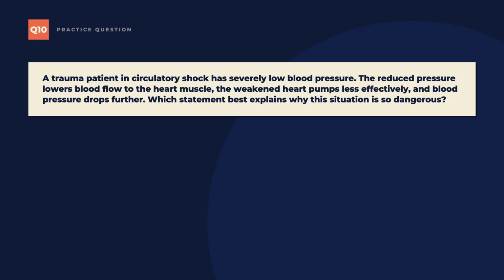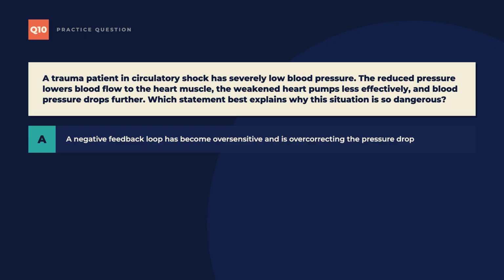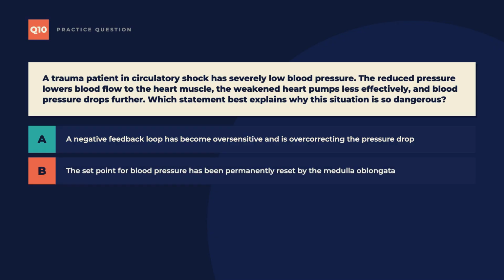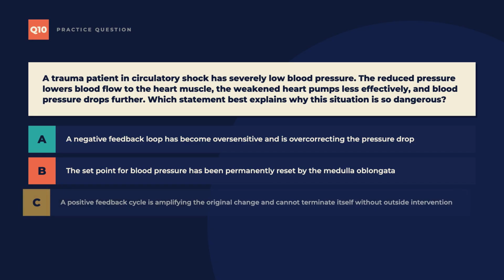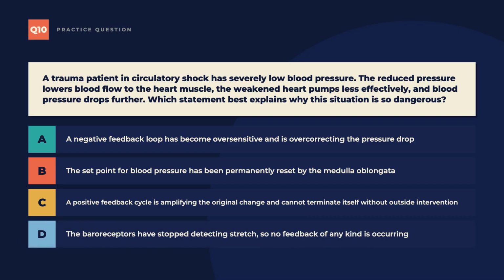Your options are: A, a negative feedback loop has become oversensitive and is overcorrecting the pressure drop. B, the set point for blood pressure has been permanently reset by the medulla oblongata. C, a positive feedback cycle is amplifying the original change and cannot terminate itself without outside intervention. D, the baroreceptors have stopped detecting stretch, so no feedback of any kind is occurring. Take a second. Which answer would you pick?